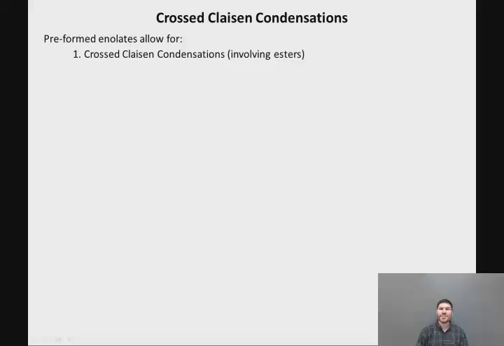Just like we looked at the crossed aldol condensation, there's also a crossed Claisen condensation. So the first case we're going to deal with is when we're going to look at two different esters. One of them is going to get deprotonated to be the nucleophile, and then the other one's going to be the electrophile. And the only way this reaction will work well is if we use preformed enolates.